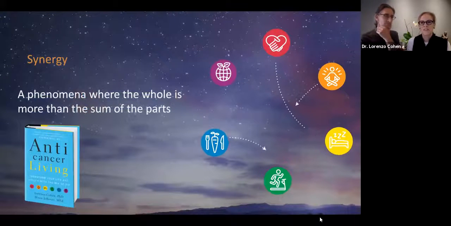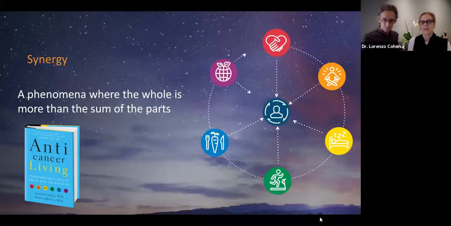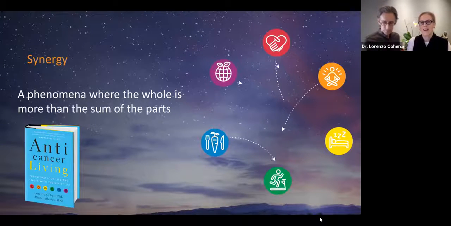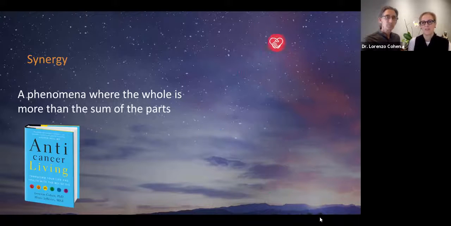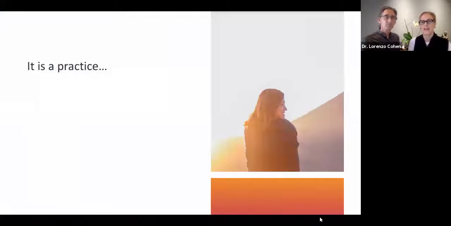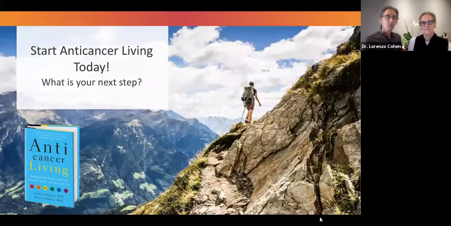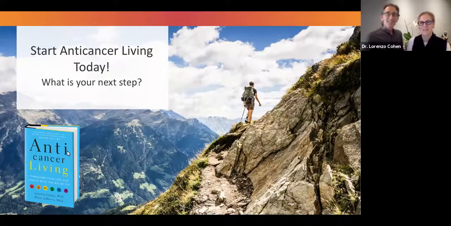So just in closing, it's about creating that synergy that's positive, and creating positive contagion. If you take a step forward in the area of stress today, that is going to lead to more and more changes around the mix of six. So we encourage you to look for that. And like all of this, it's a practice, and the more you practice, the better you get at it. So we're interested to know how you're going to start Anti-Cancer Living today. What's your next step going to be?